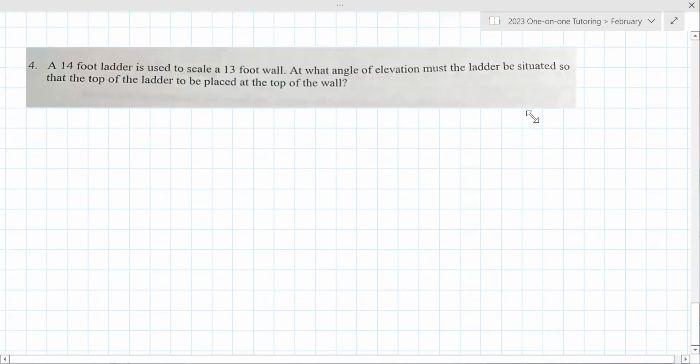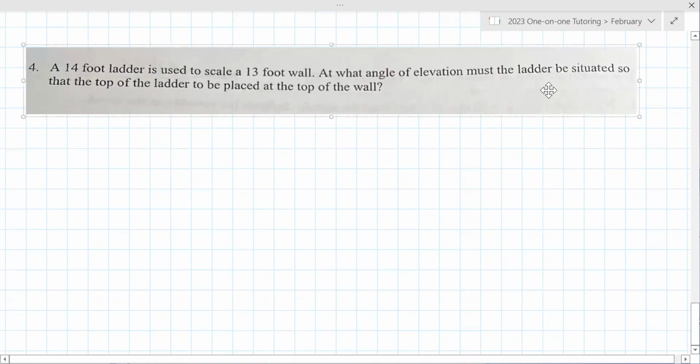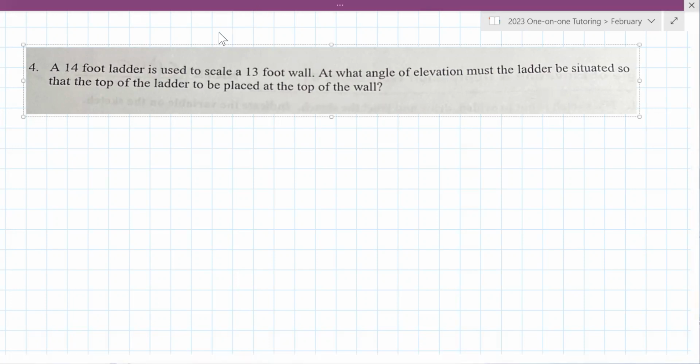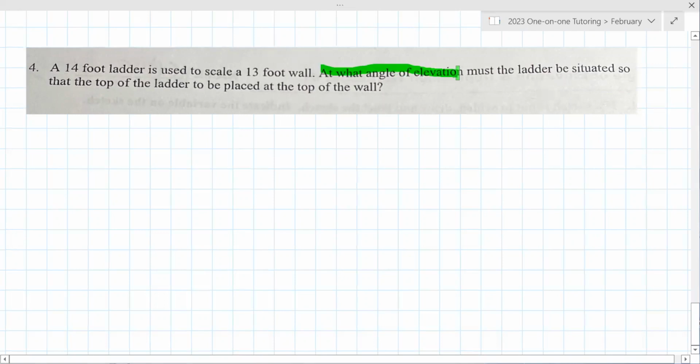All right, so the problem is on screen, or if you want to read it to yourself, tell me if we're solving for a side or an angle. A 14-foot ladder. An angle. Yes, and that's right there.